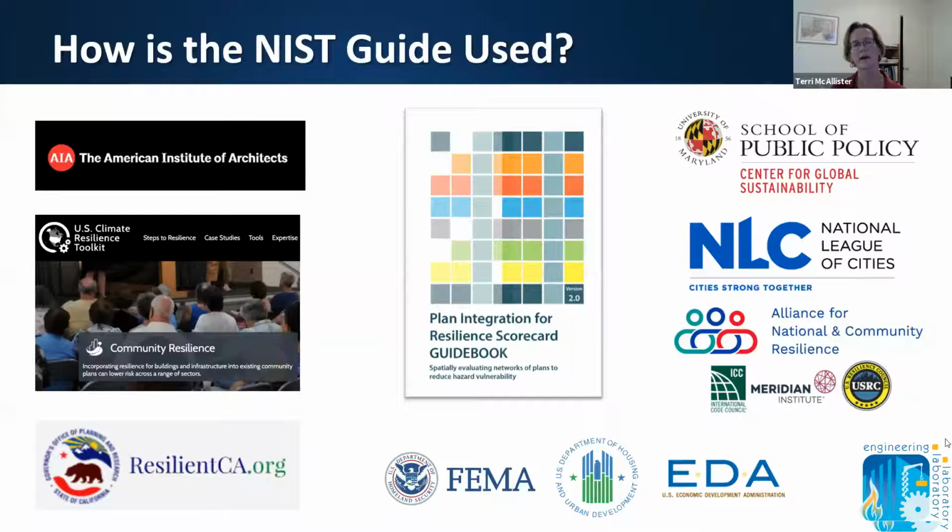So we've had our NIST guide out for about 6 years now, and these are just some examples of how it's being used. We have professional organizations, universities, and federal and state agencies that are all using the guide to help inform their planning processes, anywhere from the state down to the community level.